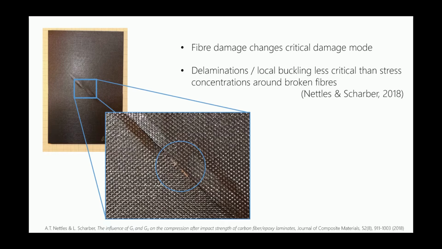Nettles and Sharber have also recently published research showing that it is stress concentrations around damage which trigger final failure during compression after impact. Consequently, we expect that at lower impact energies, where there will be less fiber damage, our reinforcements will be more effective at improving the compression after impact strength.